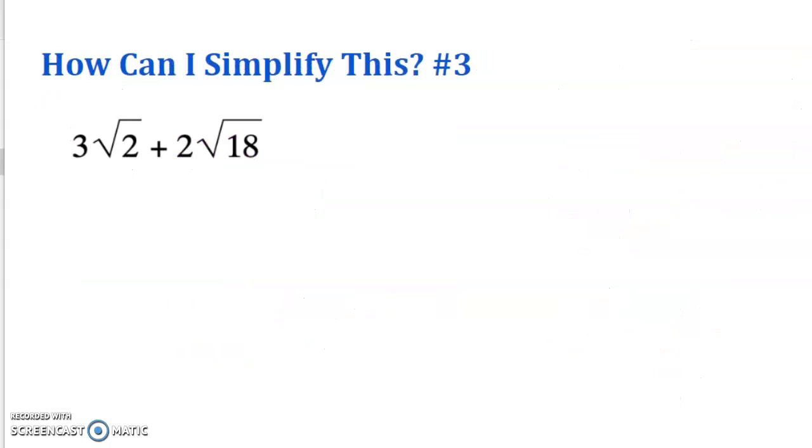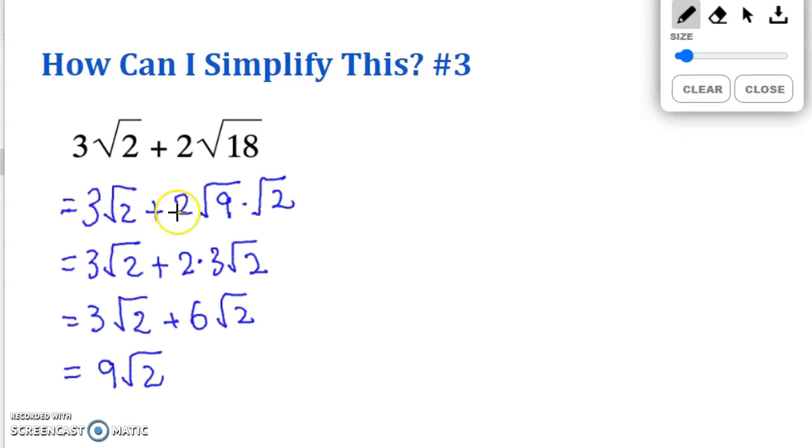Okay, so we're going to do more simplification. Level 3, you have 3 root 2 plus 2 root 18. Well, it does not look like we have like roots at first glance. But when you look at square root of 18, I know that square root of 18 can simplify to be something smaller. 18 is the same as 9 times 2. So breaking that up as 9 times 2.